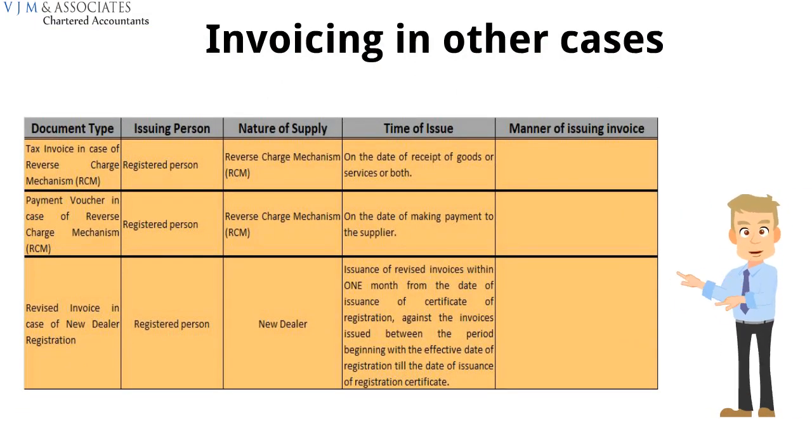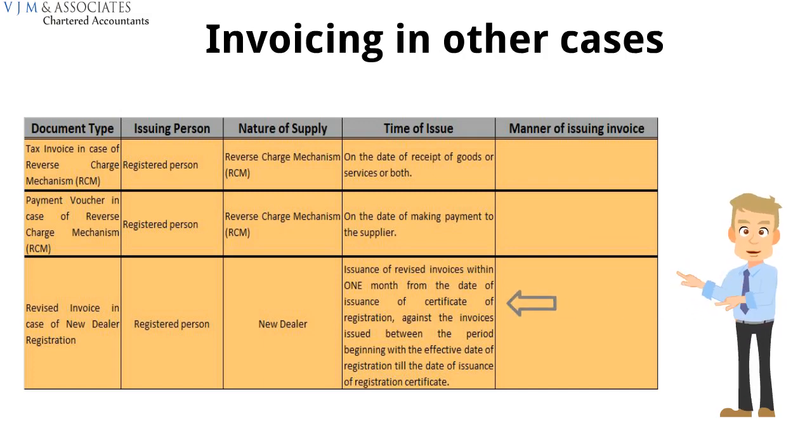In GST, a registered person required to pay tax liability under the reverse charge mechanism will issue a tax invoice on the date of receipt of goods or services or both. Where a registered person makes the payment under the reverse charge mechanism, they shall issue a payment voucher on the date of payment.